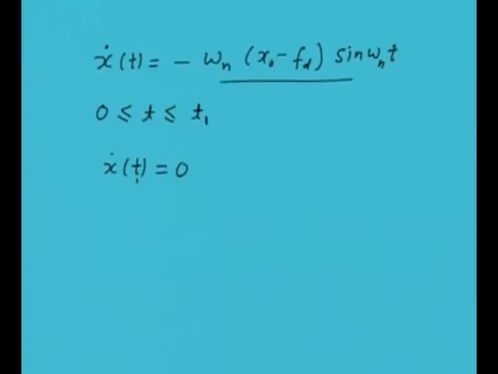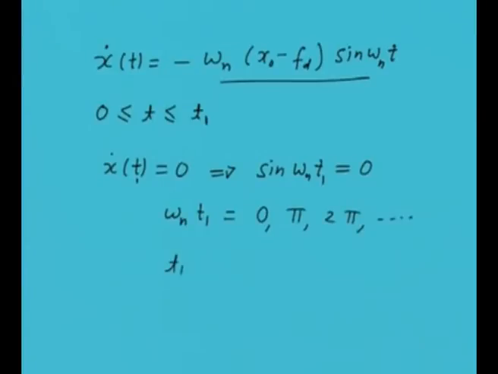From this you can see that because the first two terms are constant, this gives us sine omega n t equal to 0, that will give t1. And we know that it can have either 0 value, which is the trivial solution, or apart from that, we can have pi, 2 pi, etc. So apart from the 0, the next one is pi by omega n.